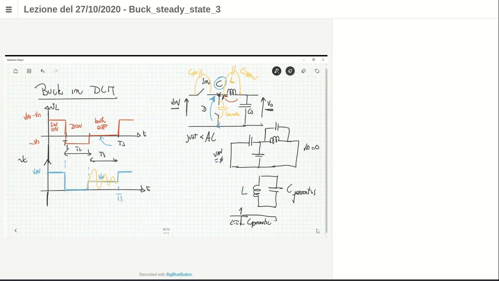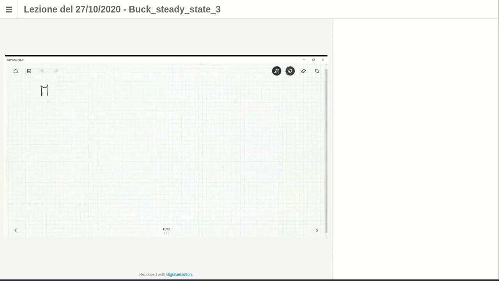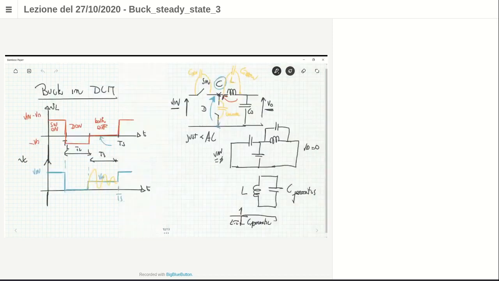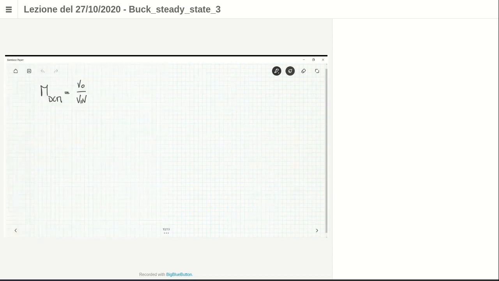Okay. So, apart from this practical consideration, let me discuss with you the derivation of the conversion ratio, M DCM. The conversion ratio is what happens about the V0 over V in. Okay? As I said before, we can start from the inductor voltage, because we know that there is the volt-second balance of the inductor in steady state. No DC voltage can happen across an inductor in DC.